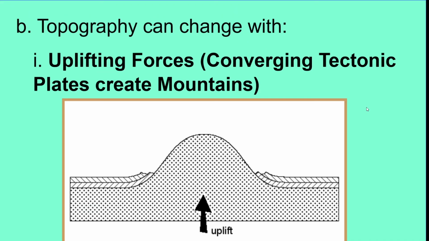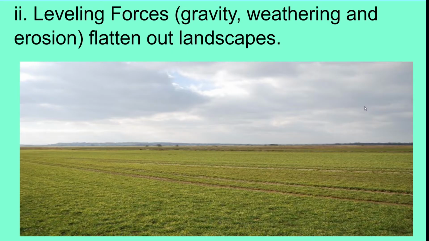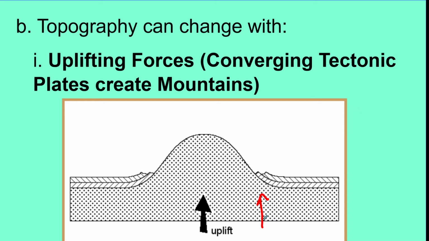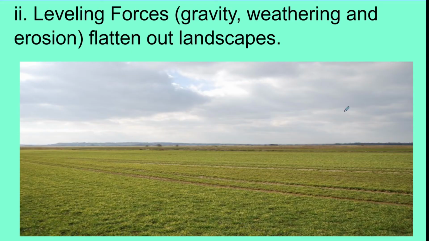So the landscapes are going to be really generalized by how much uplift there is, meaning how much of the land is being pushed up, and then how much of the land is being flattened, which is called the leveling force. And the leveling forces are generally like wind, water, things that are moving sediment and flattening it out. So there's pretty much a battle between how much the land can lift up and how much the land can flatten out.